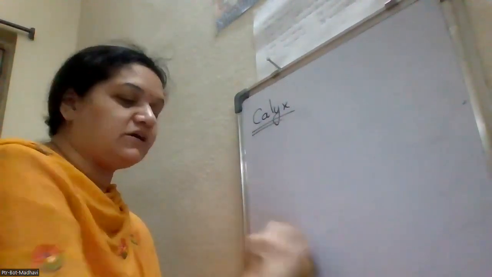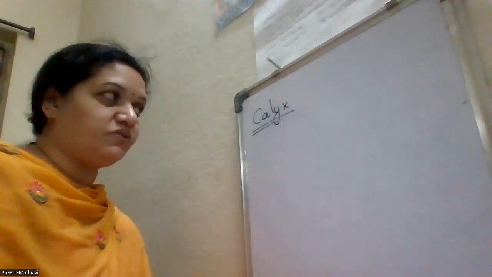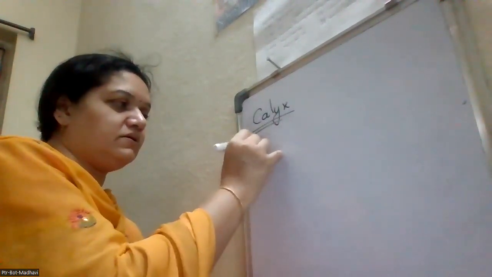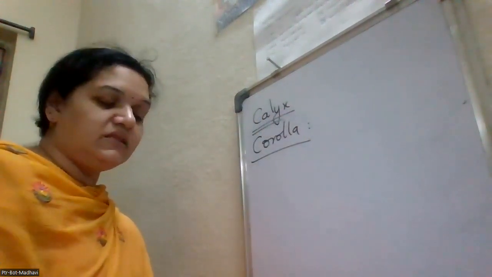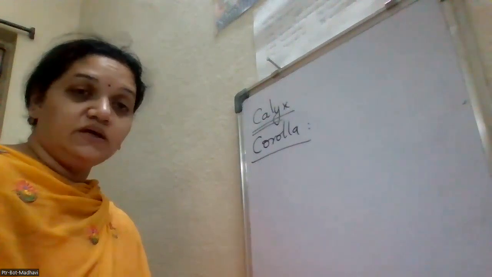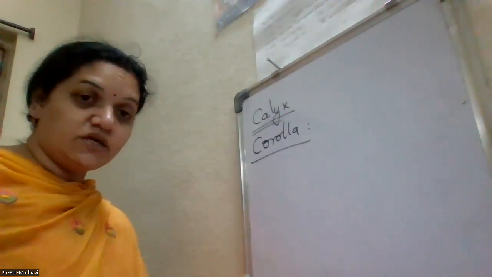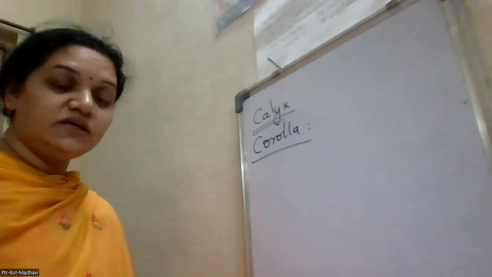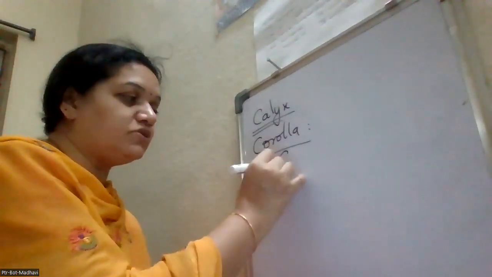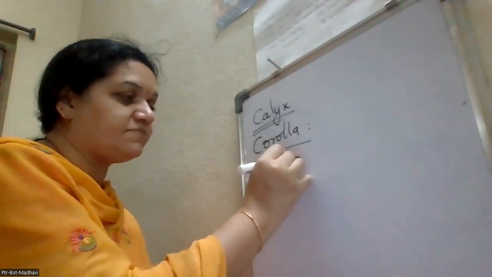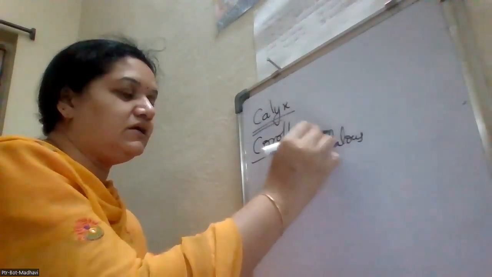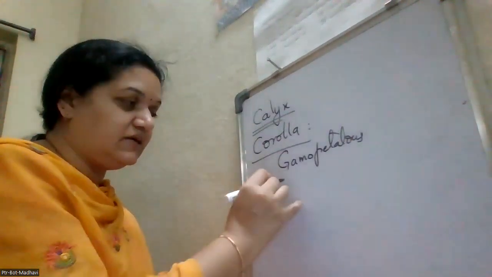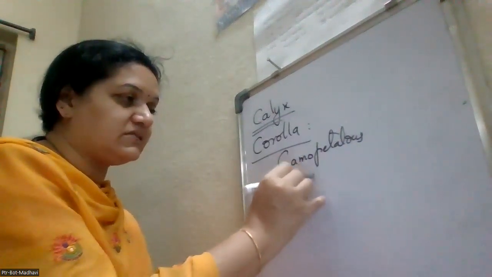Corolla means the petals of a flower. In the corolla, the petals may be fused or free. If they are fused, that is called gamopetalous. And if the petals are free, that is polypetalous.